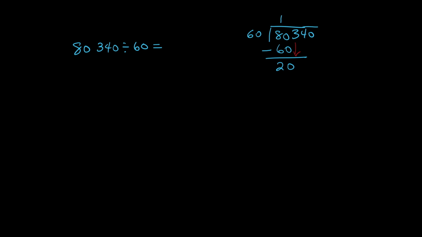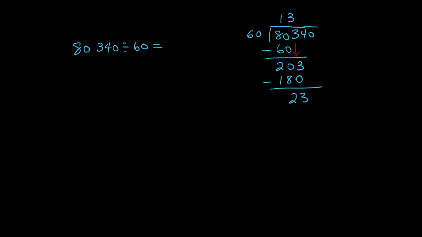And so that new number becomes 203. Now, how many times can 203 be divided by 60? That should be 3 times. 3 times 60 will be 180. And 203 subtract 180 should leave us with 23.